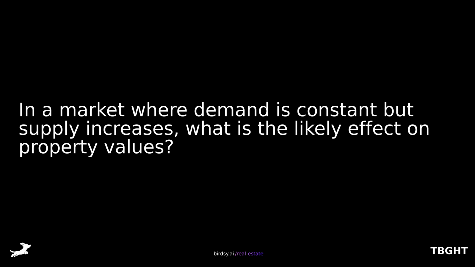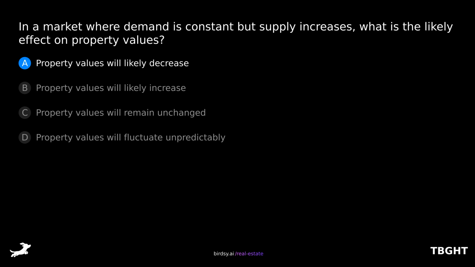In a market where demand is constant but supply increases, what is the likely effect on property values? Is it A, property values will likely decrease, B, property values will likely increase, C, property values will remain unchanged, or D, property values will fluctuate unpredictably? The correct answer is A, property values will likely decrease.